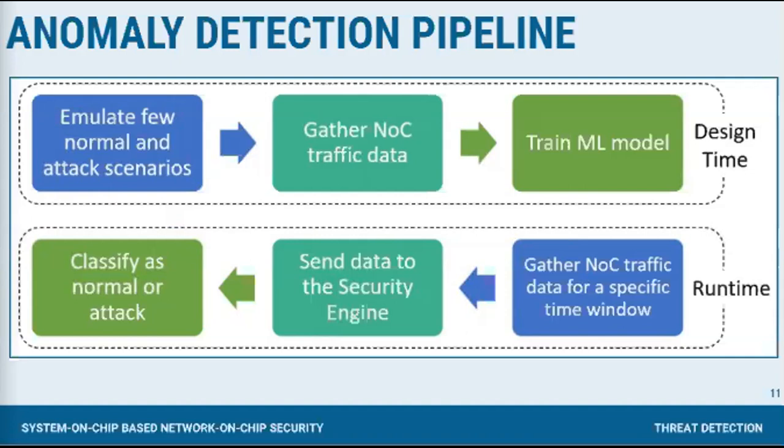So in the design time, we train the model, and in the runtime, we gather network on-chip traffic data for a specific time window, and then we send the data to the security engine, which I'll explain later, and then we classify it as normal or an attack scenario. So I just want to give you a high level overview of how we do this.